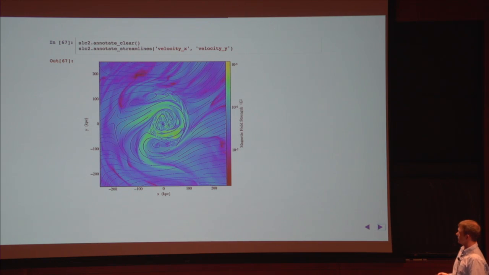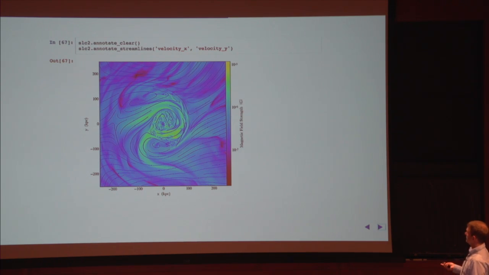We can also annotate streamlines. So here I'm annotating the streamlines of the x and y velocity, since we're taking a slice perpendicular to the z-axis. So you're seeing that here. You can also have more fine-grained control over this. You can control the colors. You can control the number of streamlines, the density of them, rather, that sort of thing.